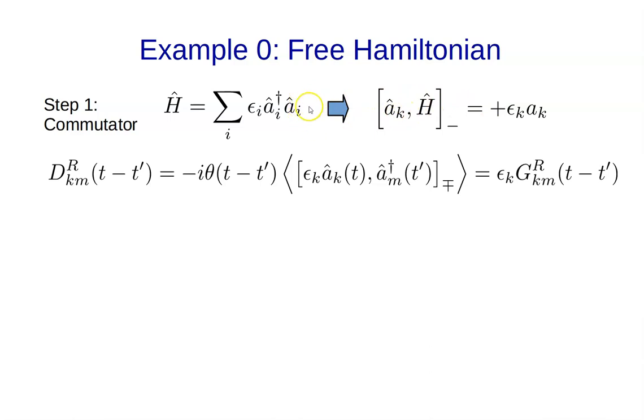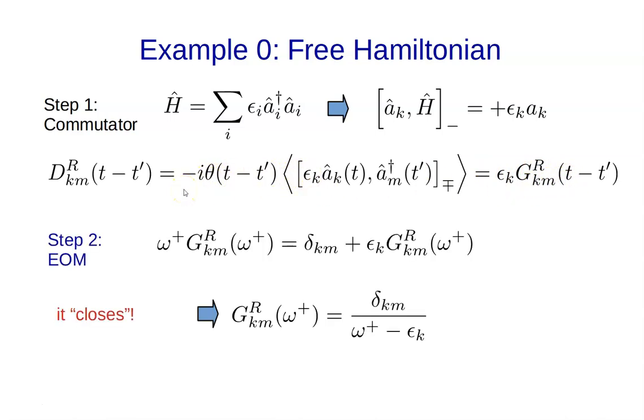If the operators either commute or anti-commute with each other, this is just going to be the result of this operation. So in this case, this correlation function is just the Green's function times this epsilon. Here the commutator with the Hamiltonian is just proportional to the destruction operator itself times this epsilon k. So this thing is just epsilon k times the Green's function, and this is in time.